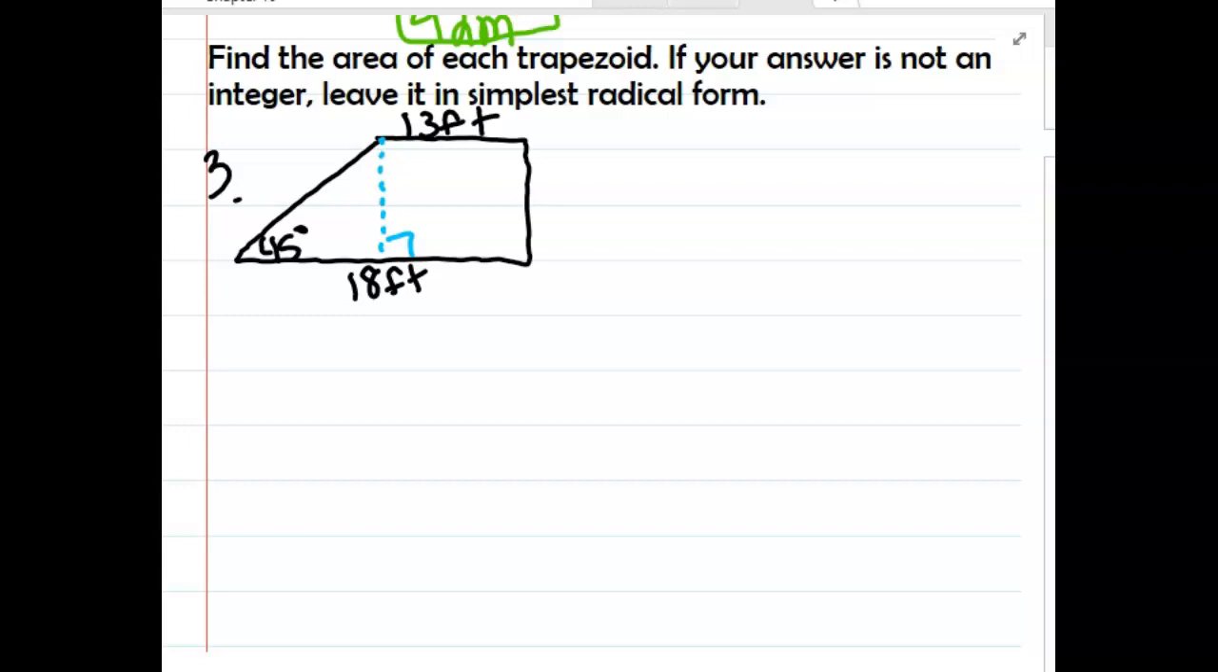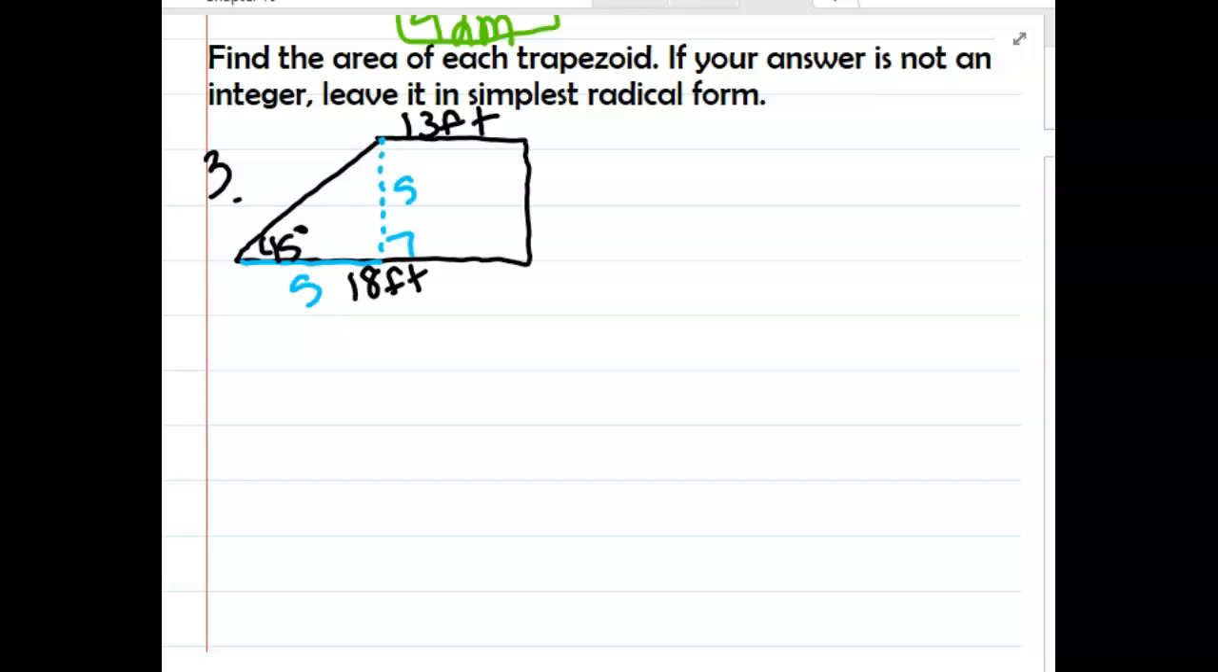Yeah, excellent. Okay, so if I could find this, I would be able to find the height. I can find that, right? Because I know that's 13. The whole thing is 18. So what is this little chunk of a leg right there? 5, which means the height is also 5.